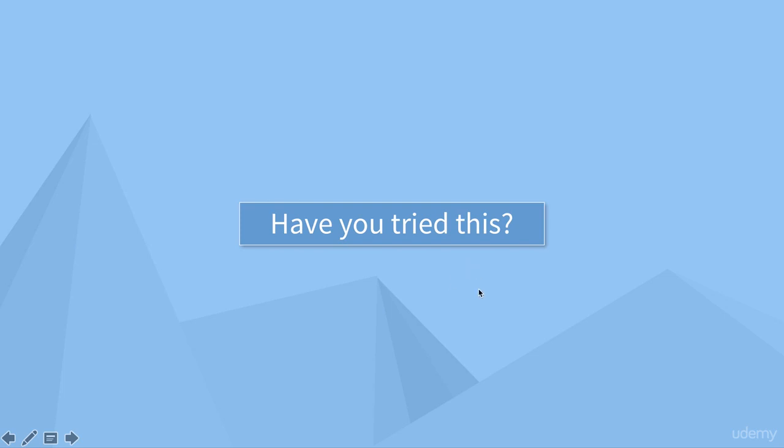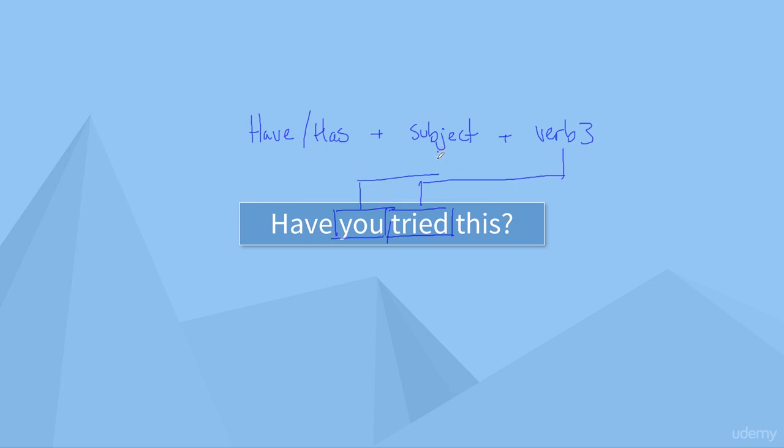Next sentence, question now. Have you tried this? Of course with questions, we start with have or has. In this case, naturally it's have. And then the subject and verb 3. So here's the verb, tried. Subject is you. Have or has. We're using have because the subject is you.